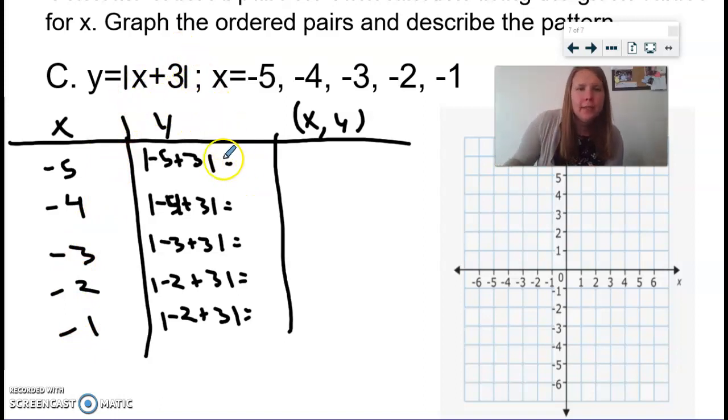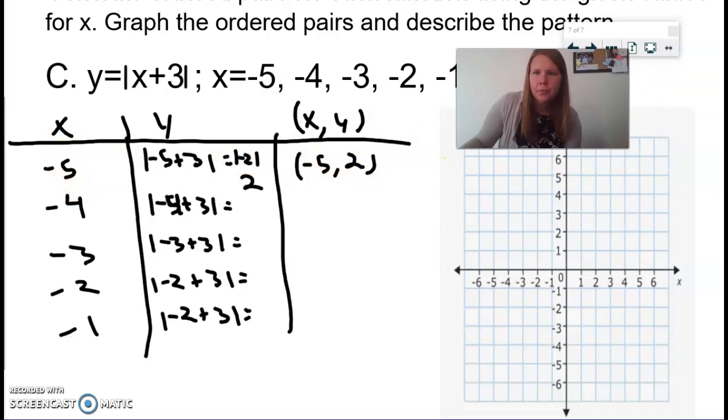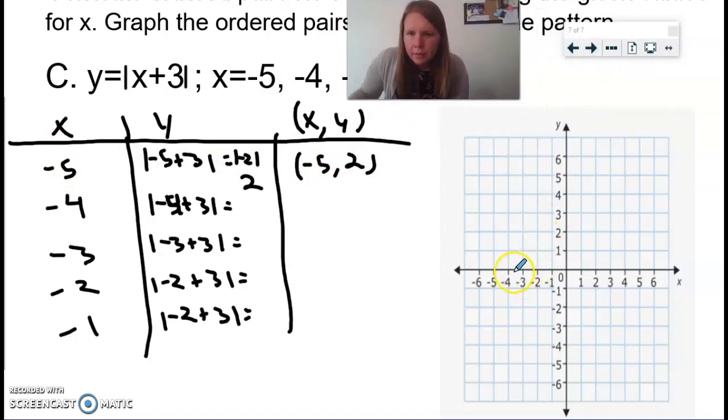So we need to take the absolute value. So I want to think first, okay, negative 5 plus 3. Well, that's a negative 2 with an absolute value. So that means then it's going to end up being a positive 2. So I have the coordinate point, negative 5, 2. Again, I'm getting that negative 5 from the x over here. So if I want to plot negative 5, 2, there's my dot.